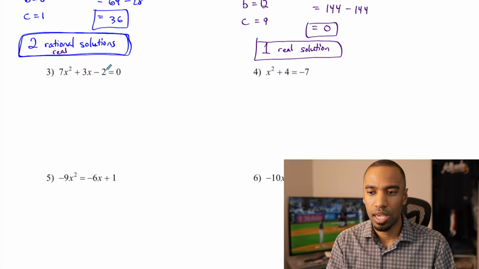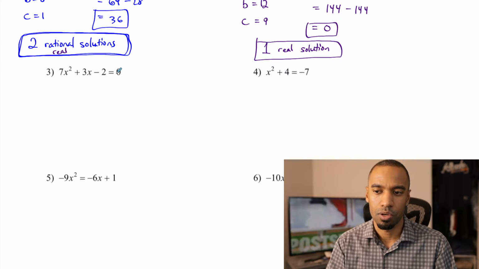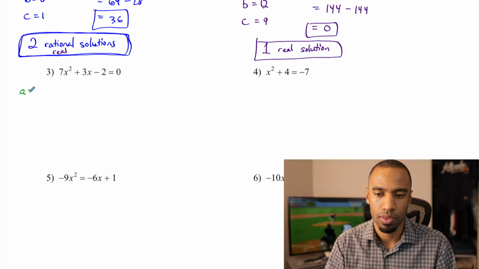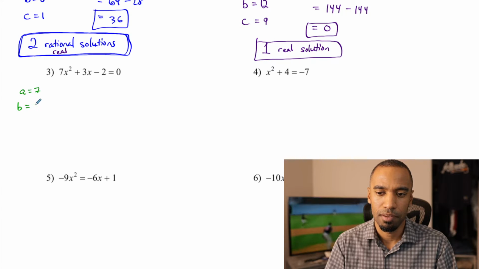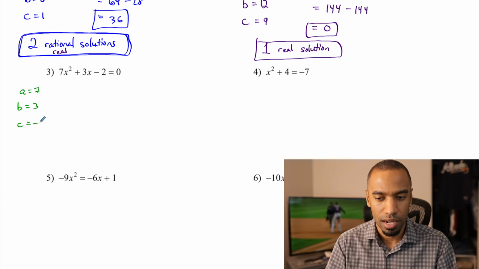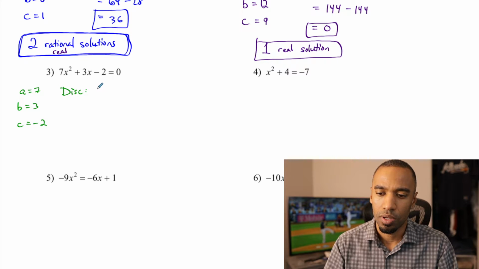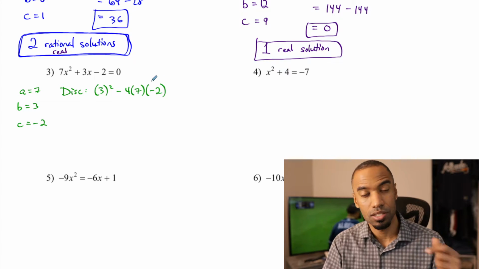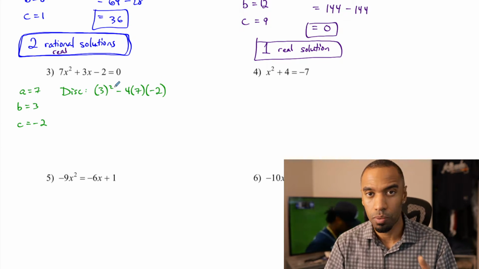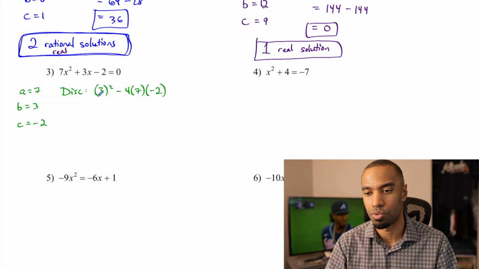All right, number 3. Once again, we are in standard form here, set equal to 0, and that's all too important. So the a value is 7, the b value is 3, and the c value is negative 2. So when we do the discriminant here, we're going to be doing b squared minus 4ac. Now the c once again is negative, and that's too important. We have to make sure we recognize that. It's something that's lost on students sometimes.